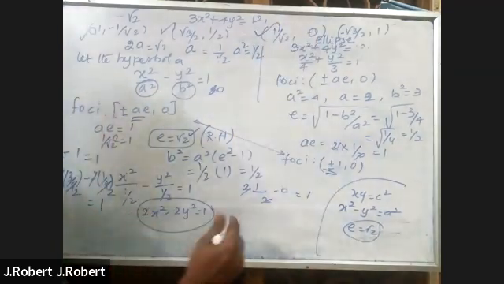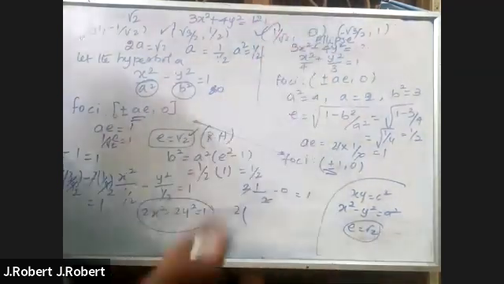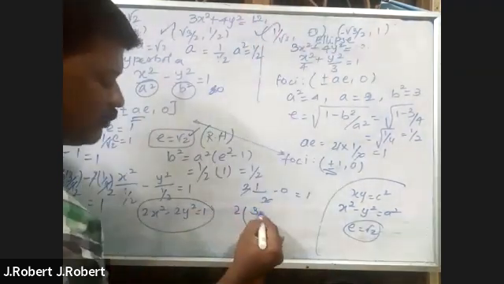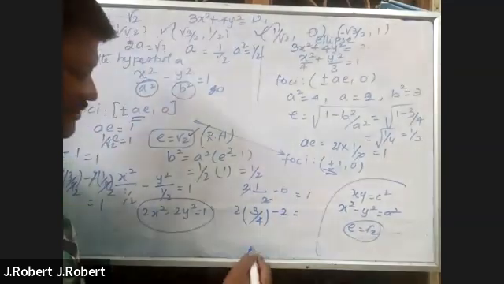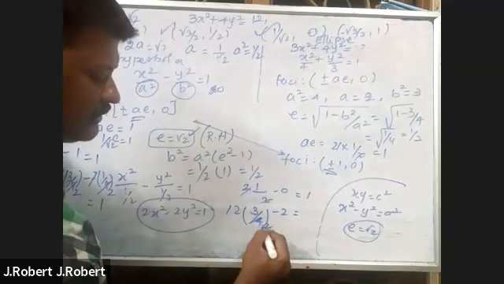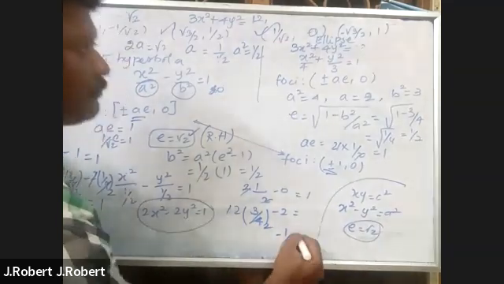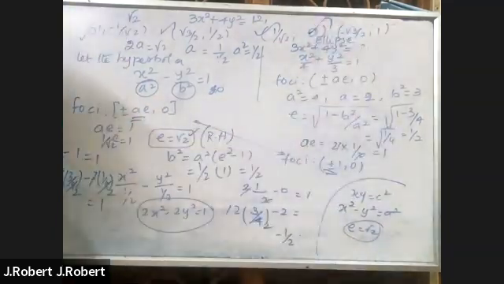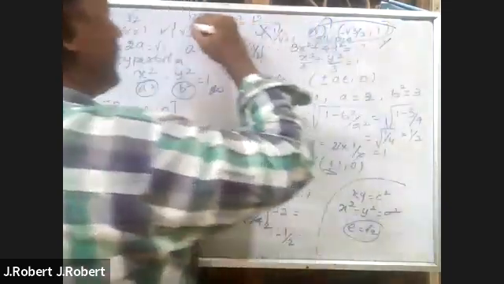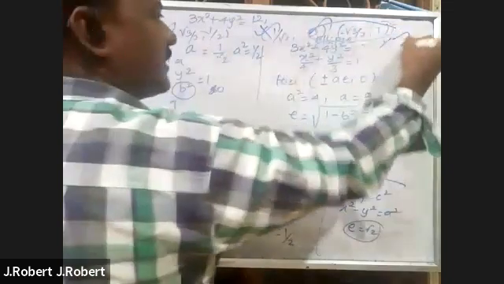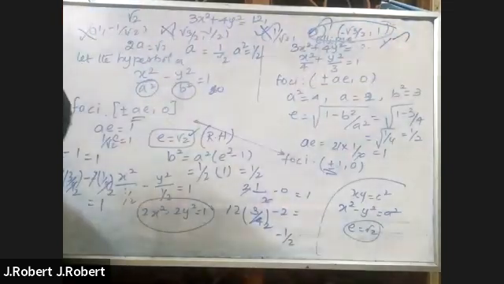Verify it once. 2 into minus root 3 by 2, square is 3 by 4, minus 2 into 1, which gives 3 minus 1 by 2. Therefore it does not satisfy, it does not pass through. Therefore option 4 is the right answer. These three all pass through, so the fourth option is the right answer. This is how it works. Any doubt? Understood?